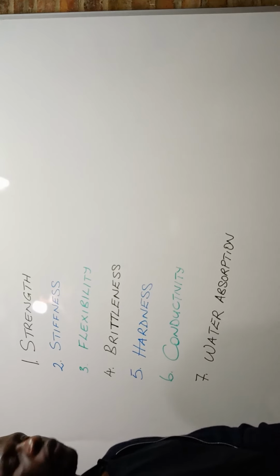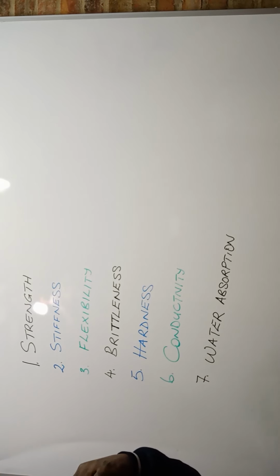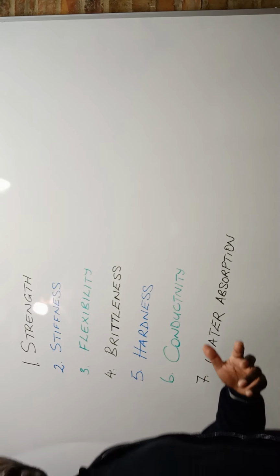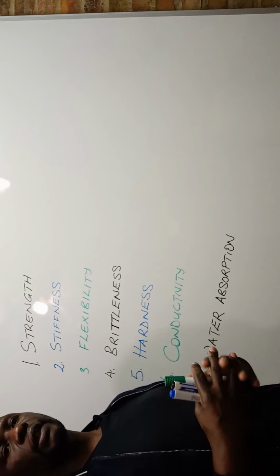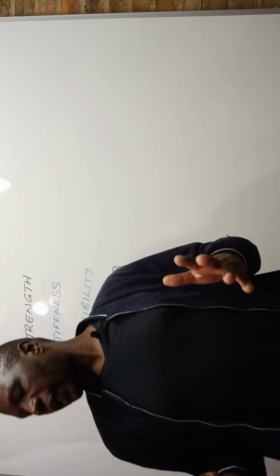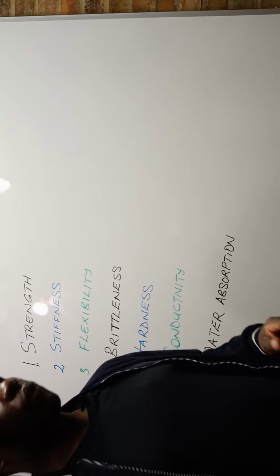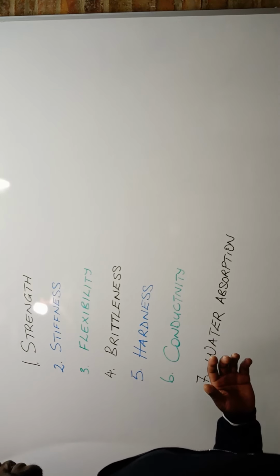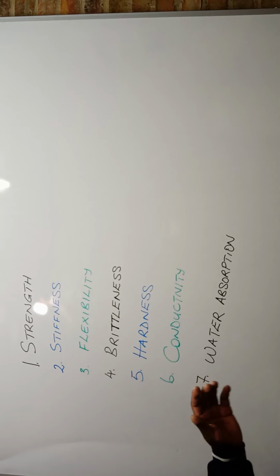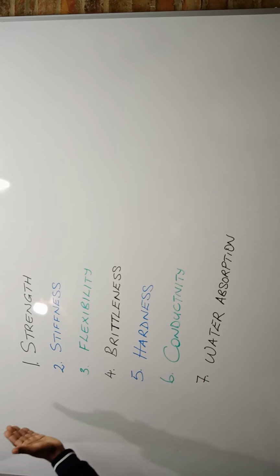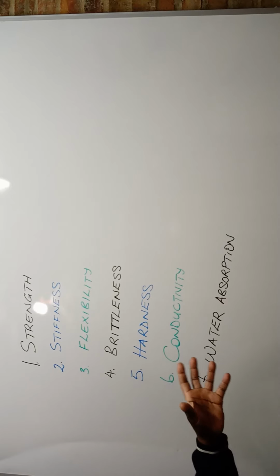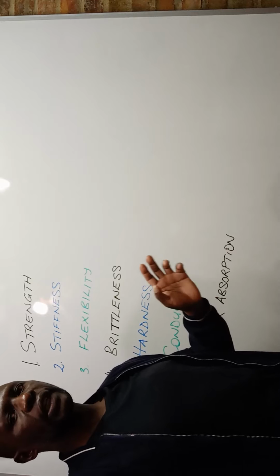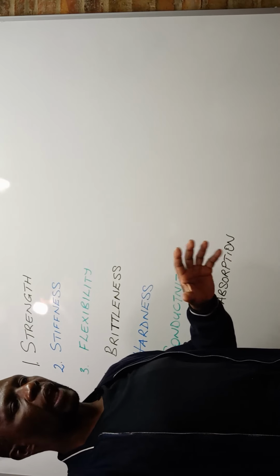Let's go on to look at some of the properties that you as a scientist will have to consider when you are choosing materials to make a gadget. So when you are a scientist and you want to choose the materials to make a gadget, these are some of the properties that you look at. Every material has a property. Some properties are good, some properties are bad.